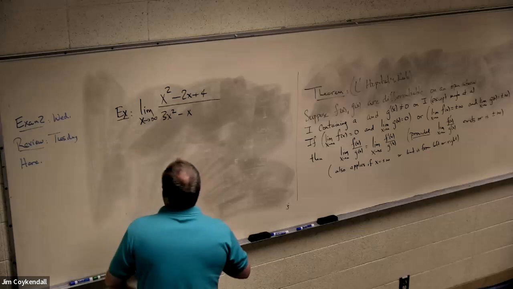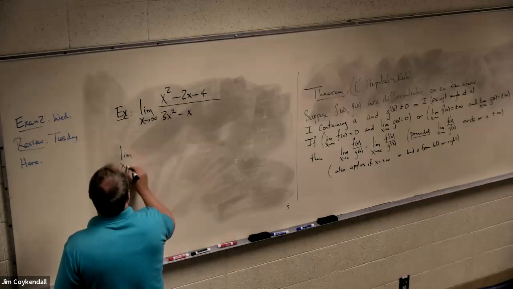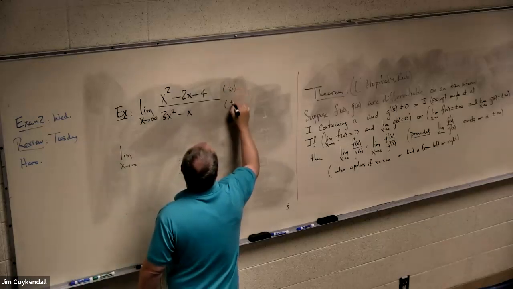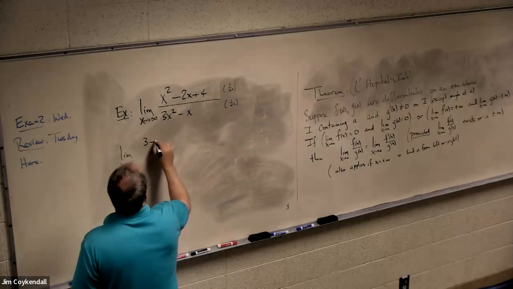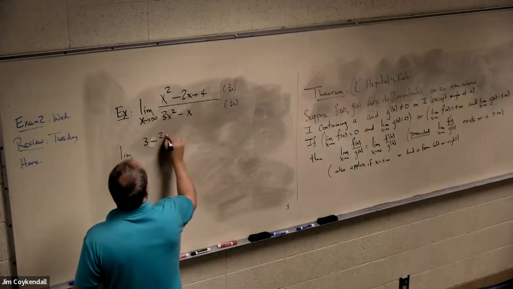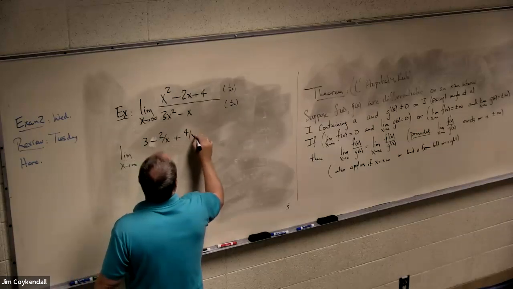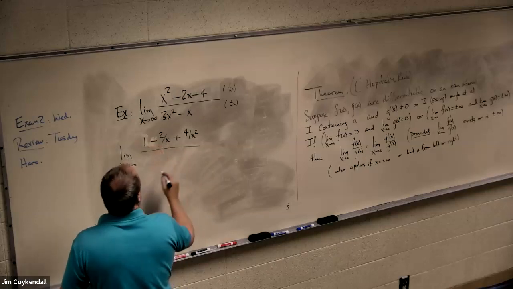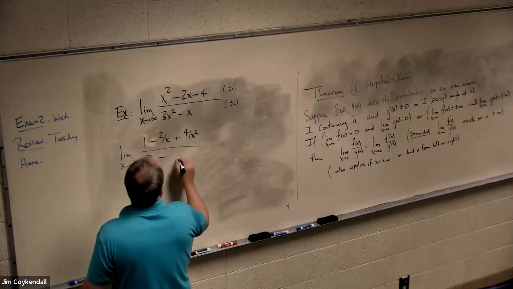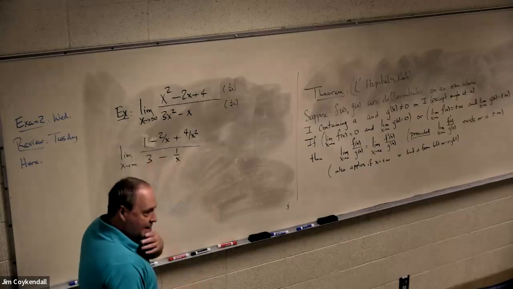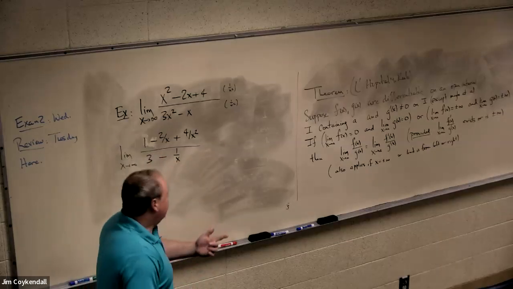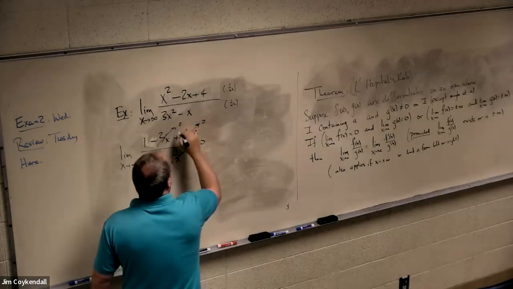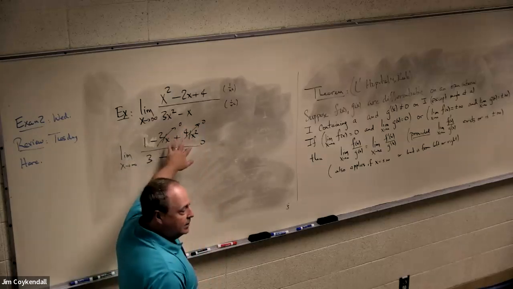In the old days, you would have done this. And actually, I want to multiply top and bottom by 1 over x squared. And this is 3 minus 2 over x plus 4 over x squared, over 3 minus 1 over x. Everybody okay? Now, as x goes to infinity, this animal and this one all go to 0, don't they? And that leaves you 1/3.